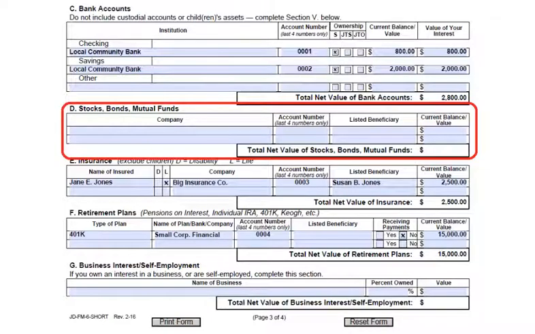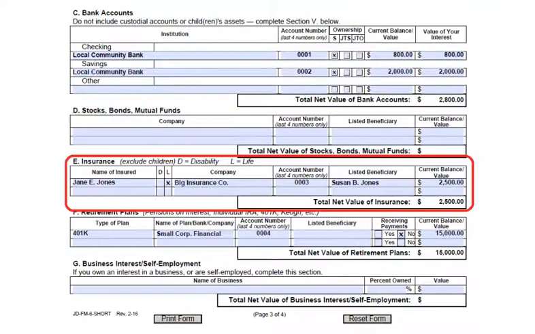In the column labeled Listed Beneficiary, list the individuals who are the beneficiaries of the account. In the last column labeled Current Balance Value, enter the current cash value of the account. Fill in all the information for other accounts of this type in the lines provided. Add up all the values in the column labeled Current Balance Value and enter the total in the box on the line labeled Total Net Value of Stocks, Bonds, Mutual Funds, or allow the automated form to do it for you.